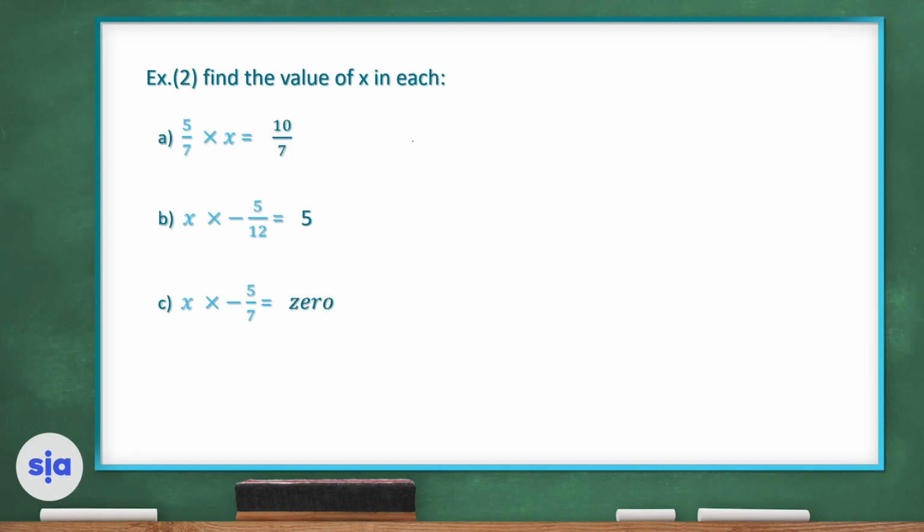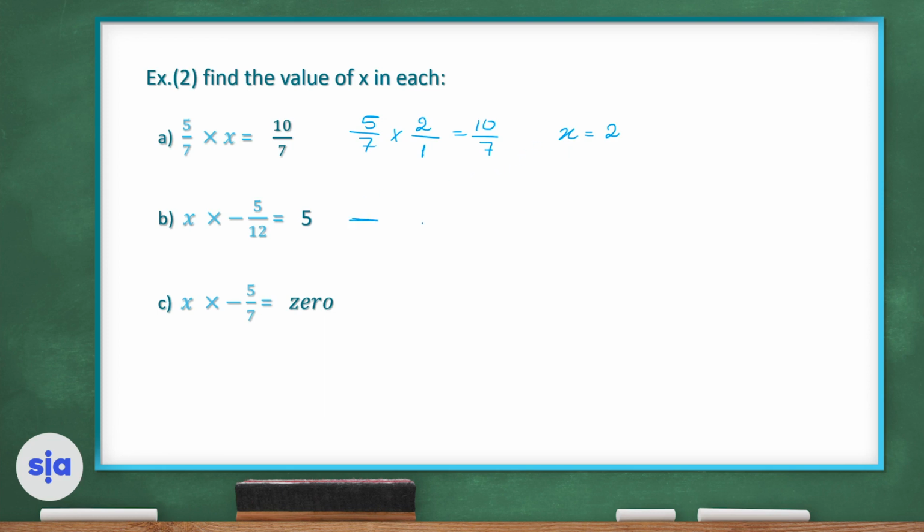Exercise number 2 is a different type of question. The question here is asking you to find the value of x. 5 over 7 multiplied by 1 will give you 10 over 7. So you do 5 over 7 multiplied by what over what will give you 10 over 7. So 10 times what equals 7? It's 1. 5 times what equals 10? So it is 2. So x equals 2 over 1, which is 2.